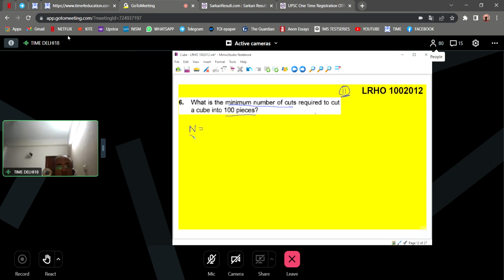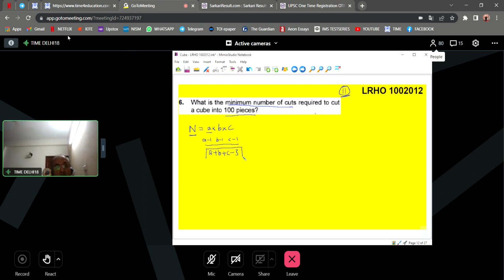What I need to do? I need to split this number n into three numbers a, b, and c, so that n is the product of a, b, and c. A into b into c gives me n. How many cuts I should apply for getting a pieces along the first direction? A minus 1. How many cuts I should apply here? B minus 1. How many cuts I should apply here? C minus 1. Total how many cuts I'm going to apply? A plus B plus C minus 3.